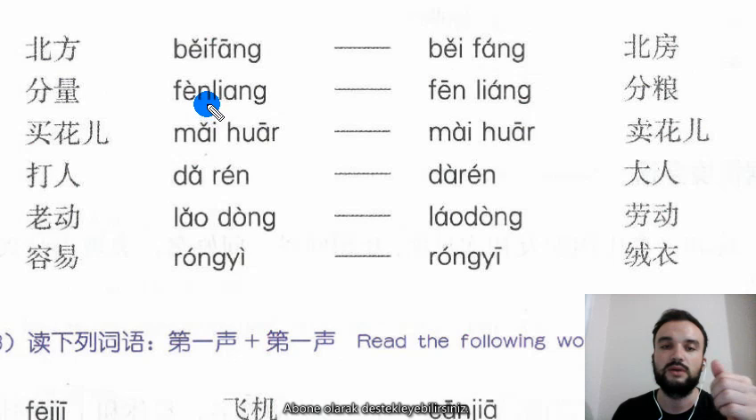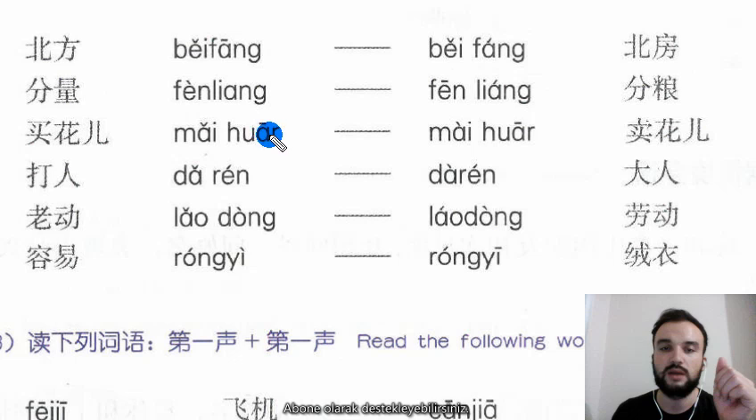Fourth tone and natural tone, we don't have a rule. 分量,分量,分量. First tone and second tone. 分量,分量, 量. Here 量. 分量,分量, like this. Here third tone and first tone, we have half third tone. 买花,买花,买花, like this.